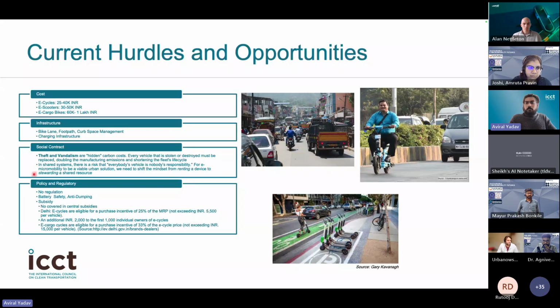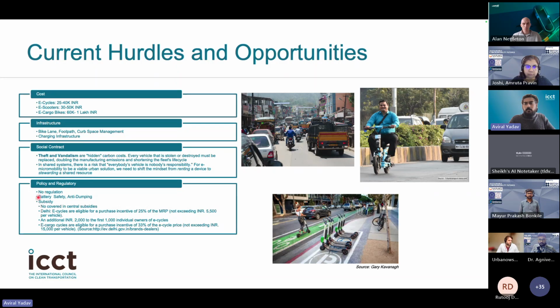Now, coming lastly to the policy and regulatory environment. As I said, as long as these vehicles have less than a 250 watt motor, they are not even covered under any regulations. And that is one of the reasons why they are not given any subsidy. In India, we had so many programs giving incentives for shifting to electric vehicles. We had them for cars, trucks, buses, everything, but not for micromobility, because these are not recognized.